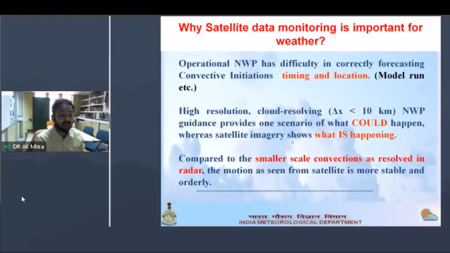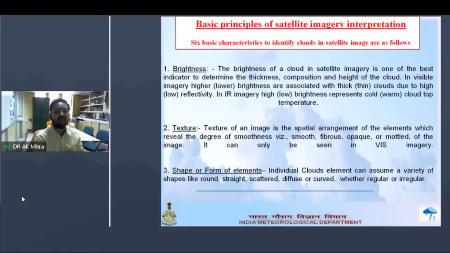So if I can combine it for the smaller scale of convection as resolved in radar, the motion of the scene from the satellite is seen very well. If you play the animation from the satellite imagery, it will give you very good information about how the weather has been passing on.